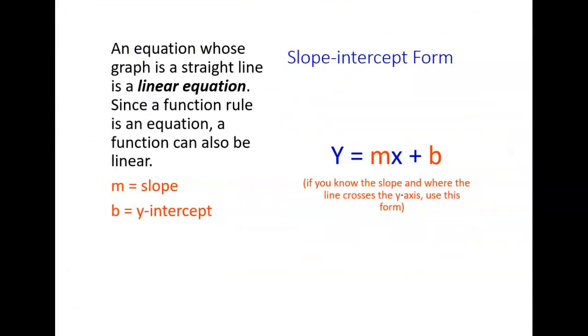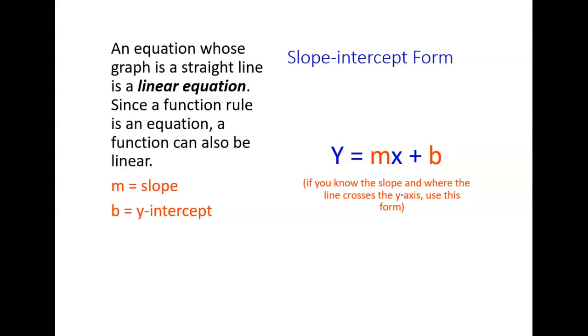So an equation whose graph is a straight line is a linear equation. We talked about this: any straight line that we call linear equation. And we talked about this now the third time. y = mx + b. We have m being the slope, b being the y-intercept. And if you know the slope and where the line crosses the y-axis, we can use this form.